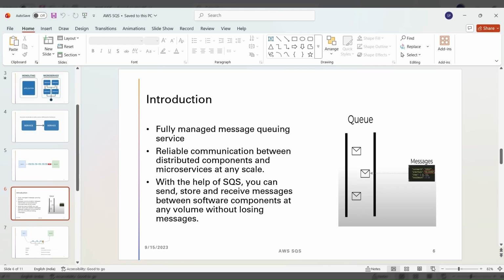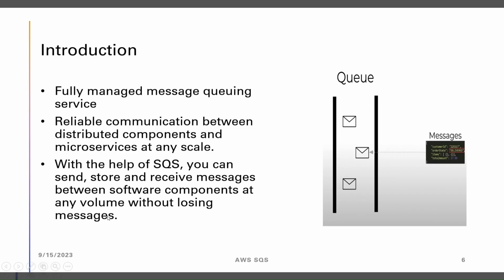Let's understand what is AWS SQS in detail. It is a fully managed message queuing service that allows us to decouple applications and build distributed systems. Using SQS, we can send, receive, and store messages without losing them.